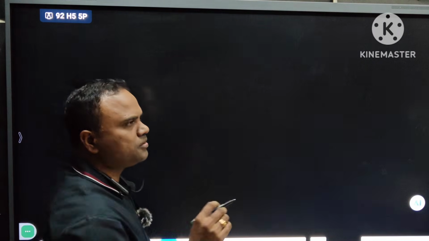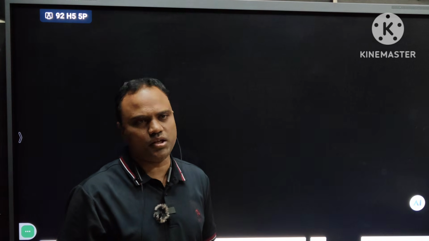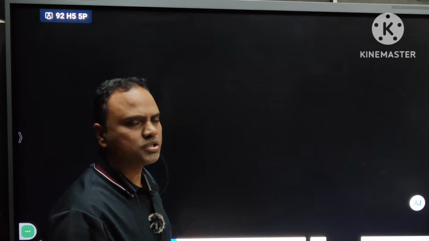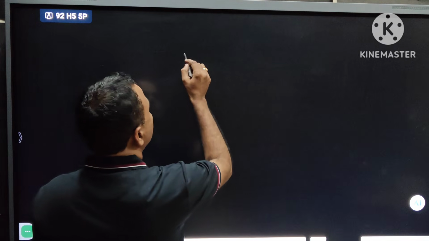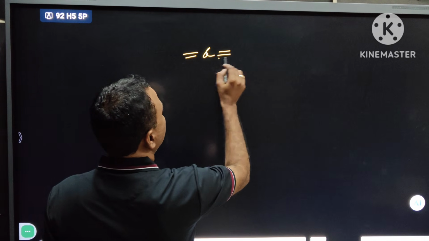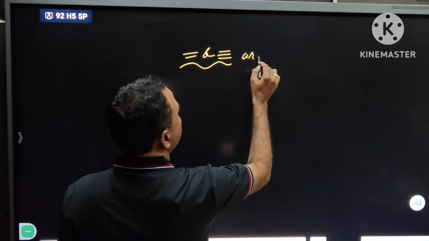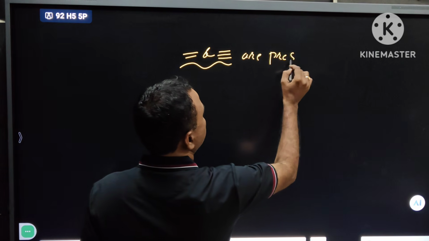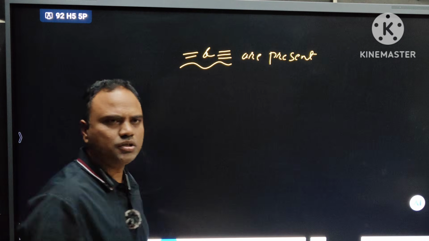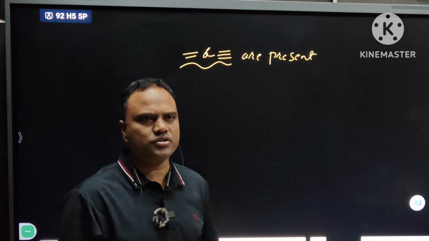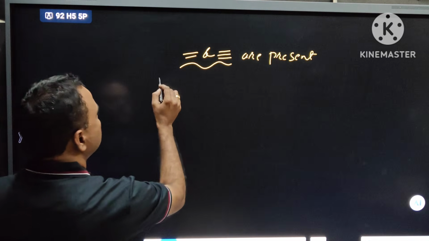In some cases we can see both a double bond and a triple bond within the same molecule. Let us cover them. If double bond and triple bonds are present, here we have some cases. Look at this. Case 1.